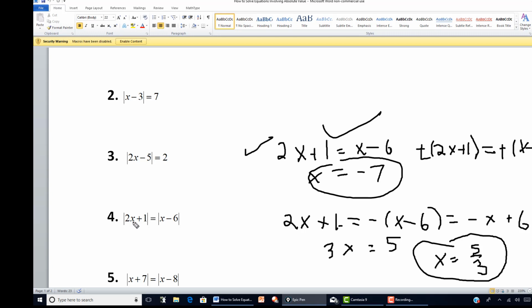And you can easily check it by, if I put a minus 7 over here in the first, the left side, minus 7 times 2 is a negative 14, and 1 is a negative 13. Absolute value of that. If I put a negative 7 on the right side, negative 7 minus 6 is a negative 13 inside the absolute values. But the absolute value of a negative 13 is 13 either way, so that one checks out. And if you plug in the 5/3 and try to check it again, you get the same thing.